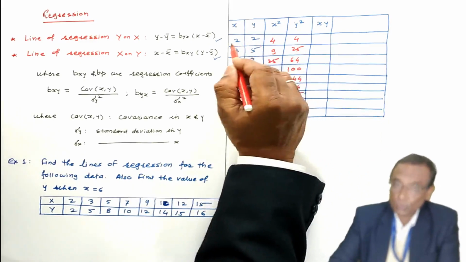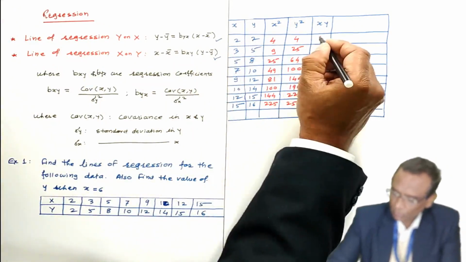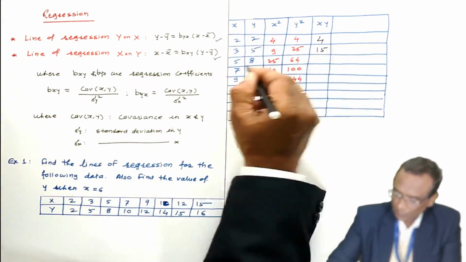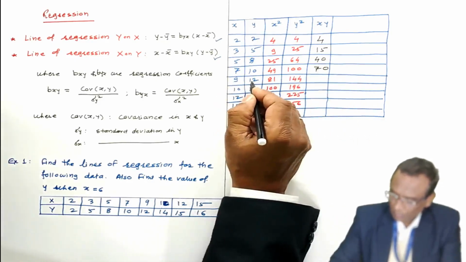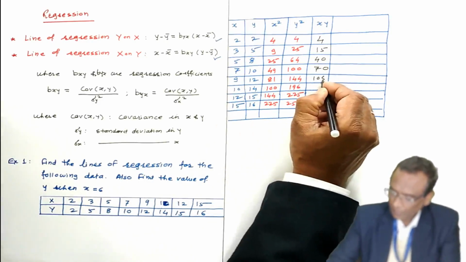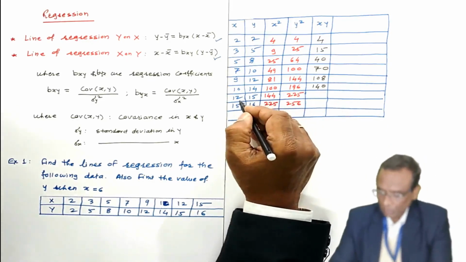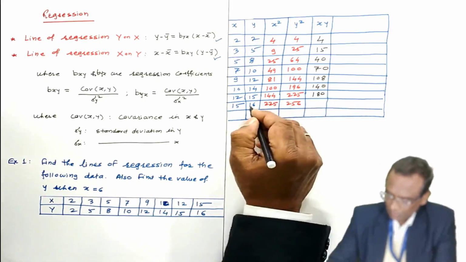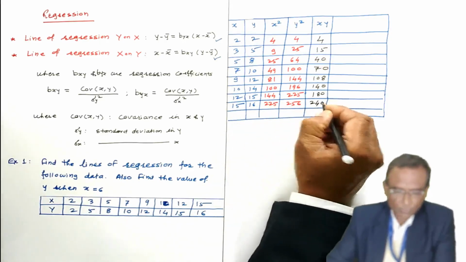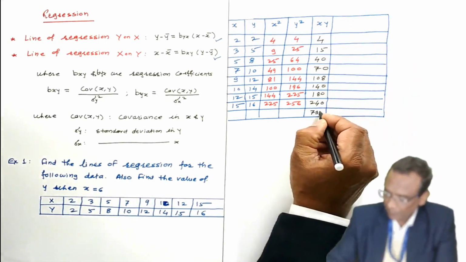X into y, product of these two, x and y. 2 into 2 is 4. 3 into 5, 15, 40, 70. Then 12 into 9, this is 108. This is 140 and product of this 15 into 12 is 180, no? And this is 160 plus 240, no?